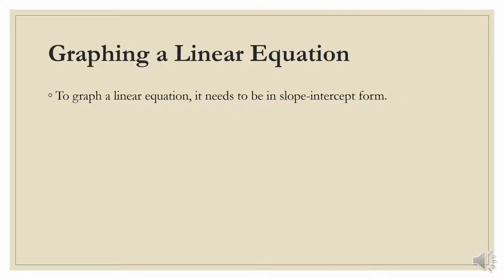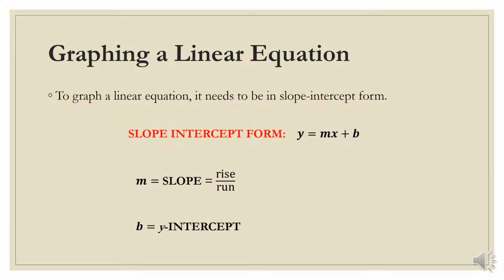In order for us to graph a linear equation, it needs to be in slope-intercept form. Now this is pretty easy. All it means is that you need to get y by itself. So here you can see slope-intercept form is y equals mx plus b. Now they use m and b here to represent specific numbers. So m will represent the slope, b represents the y-intercept.